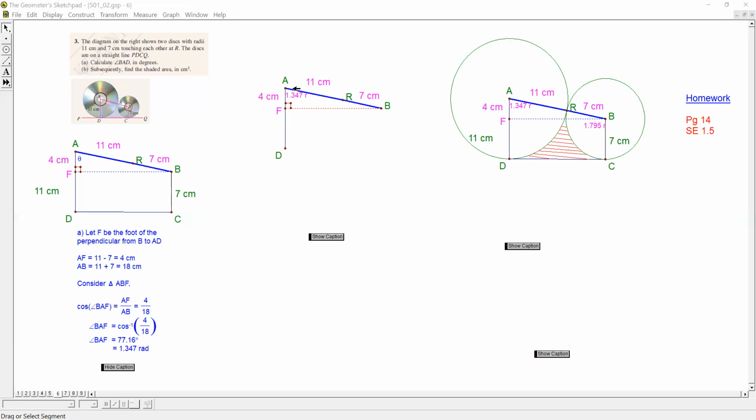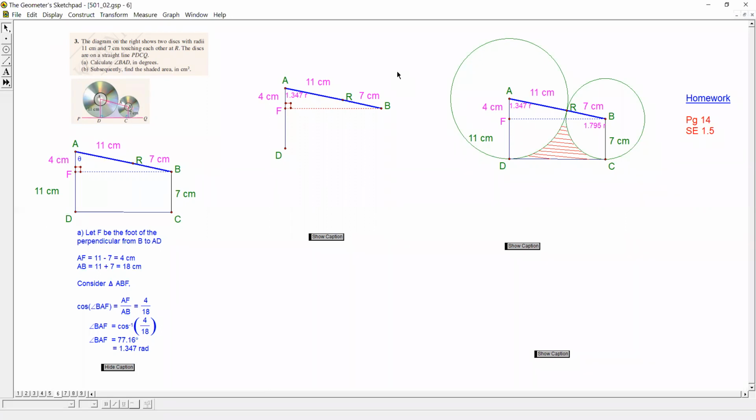Now we refer to this part, the shaded part. They want us to find the area of the shaded part. But in order to find it, we must know the angle A and the angle B here. Angle A will give us the area of this sector, and the angle at B will give us the area of the other sector. So to find the area of the two sectors, you have to find the two angles. Now this angle here, we don't know.